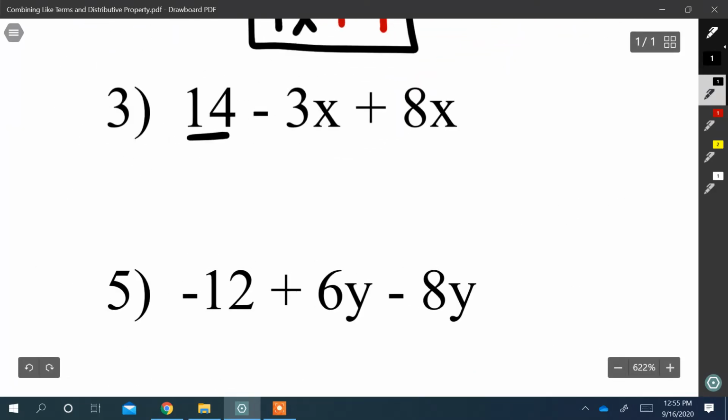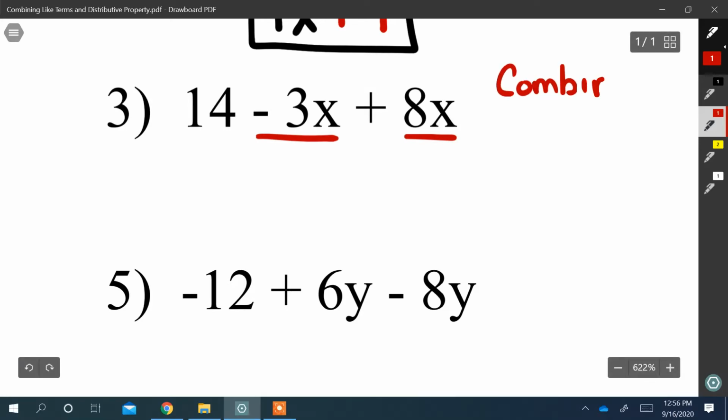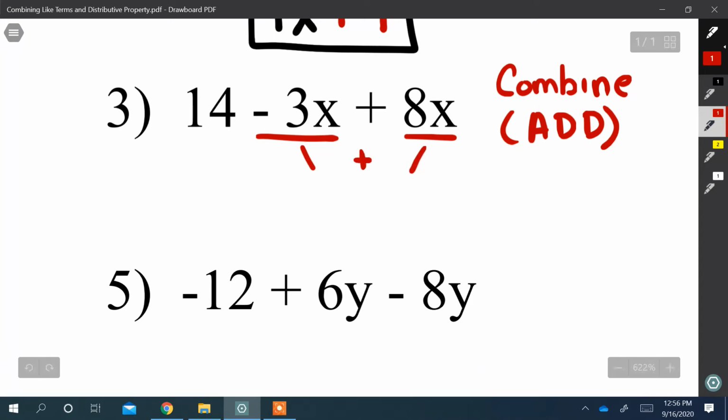Let's do number 3. We have 14, we have a negative 3x, and we have an 8x. Well, what are the terms that look alike in this problem? For example, this negative 3x looks like that one right there. So you want to combine those. What do you mean combine? Combine again, you have to add them together. So we want to add the negative 3 and the 8. What would I get there?